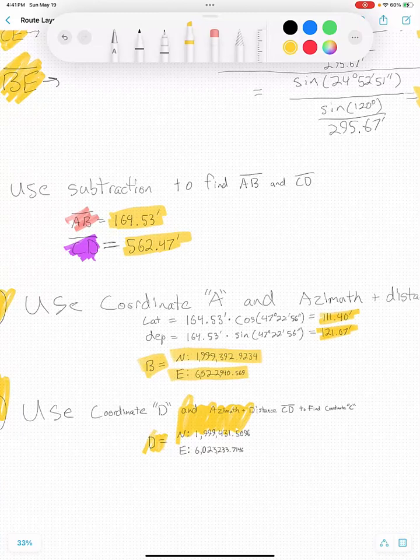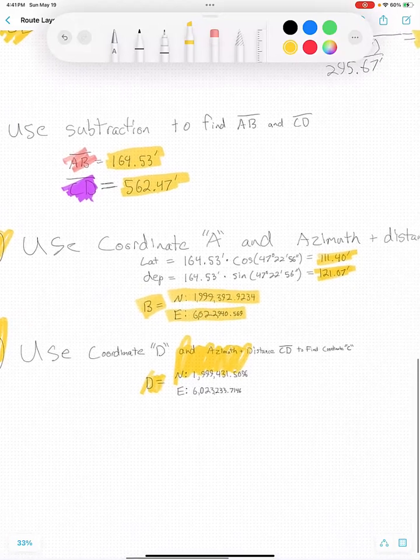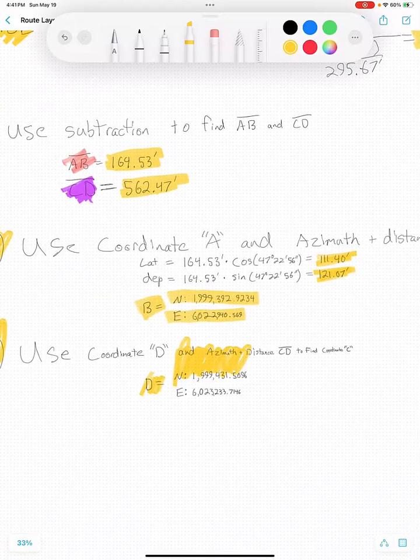And we do the same thing for coordinate D. Don't ask me why that highlighting kind of moved up on me there. That was weird. Those are the ones we're looking for. Okay. And that is the problem.